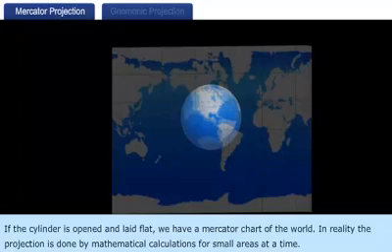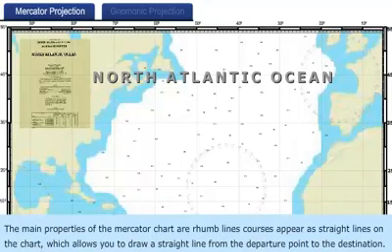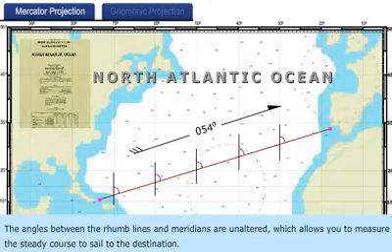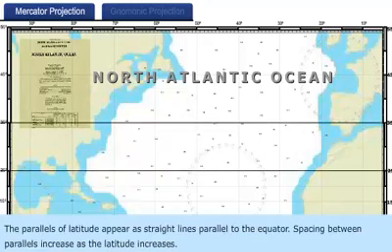In reality, the projection is done by mathematical calculations for small areas at a time. The main properties of the Mercator chart are: run-line courses appear as straight lines on the chart, which allows you to draw a straight line from the departure point to the destination. The angles between the run lines and meridians are unaltered, which allows you to measure the steady course to sail to the destination. The parallels of latitude appear as straight lines parallel to the equator.